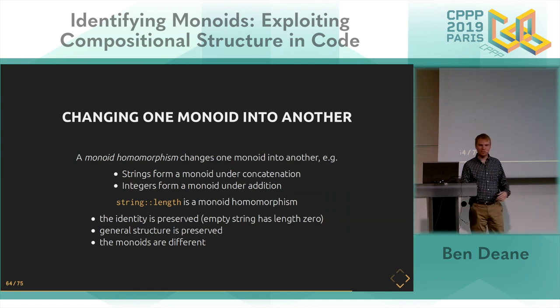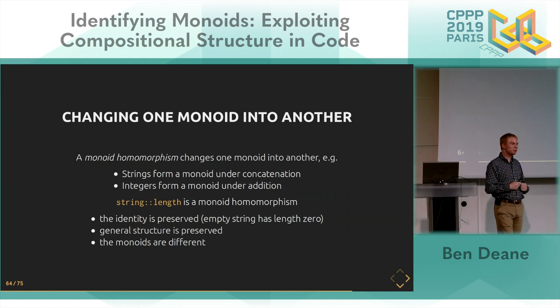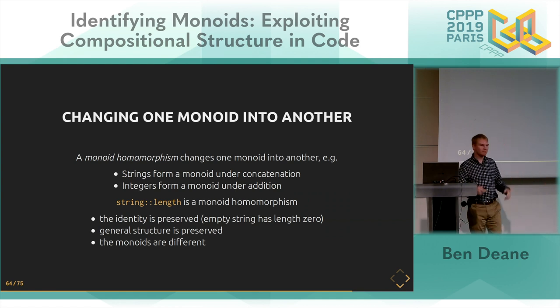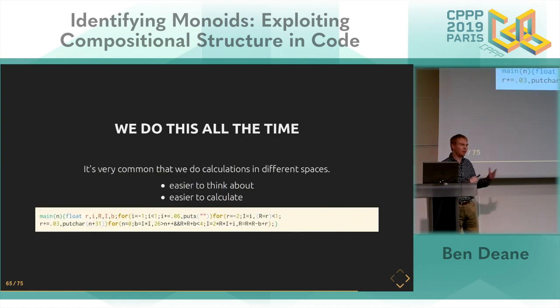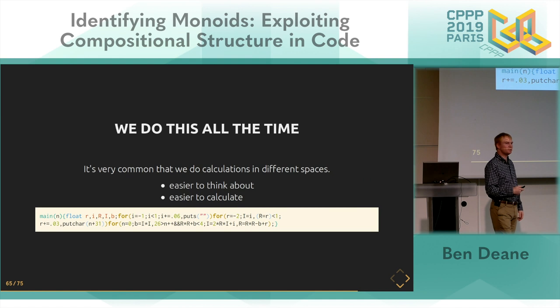Now, as I said, you've all totally intellectually understood that, but maybe have no intuition as to why it's useful or important or anything like that. This is typically what happens when you read about maths on Wikipedia. But actually, we do this all the time, because we very commonly do calculations in different spaces, because they're easier, or easier to think about, or easier to code, more efficient, something like that.